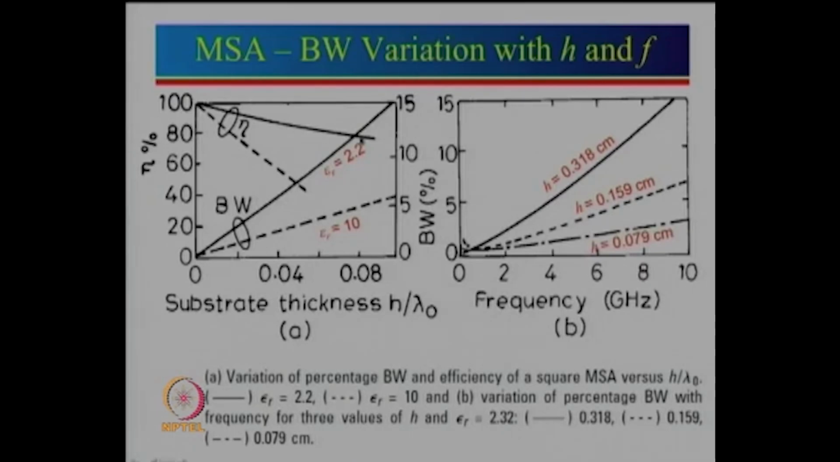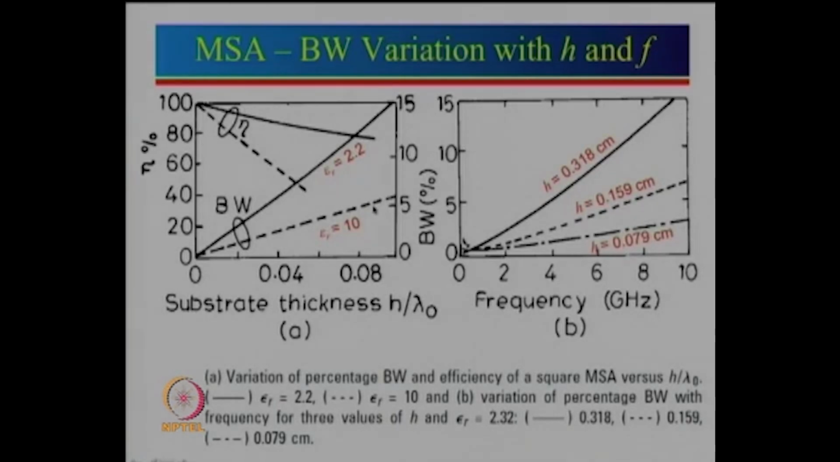Here are the 2 curves for 2 different epsilon r, again the solid line is the same here. One can see that this is the efficiency for epsilon r 2.2, and efficiency decreases drastically for epsilon r equal to 10. So, for example, let us say we want to design an antenna for 5% bandwidth. If we draw the horizontal line somewhere here, that means for epsilon r 10 I should take 0.09 lambda as the substrate thickness h.